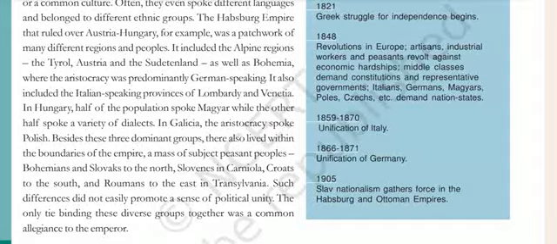Besides these three dominant groups, there also lived within the boundaries of the empire a mass of subject peasant peoples: Bohemians and Slovaks to the north, Slovenes in Carniola, Croats to the south, and Romanians to the east in Transylvania. Such differences did not easily promote a sense of political unity. The only tie binding these diverse groups together was a common allegiance to the emperor.